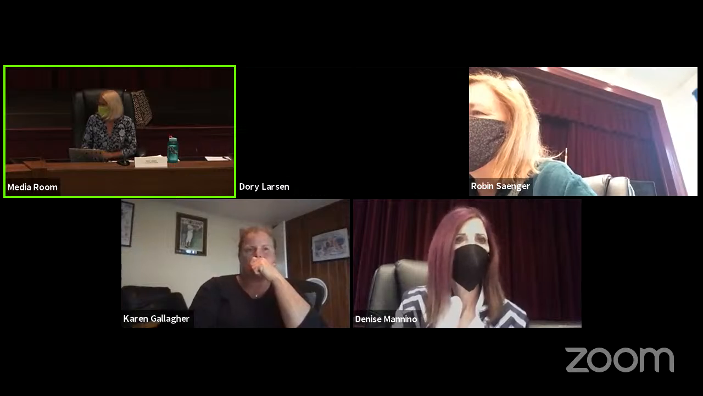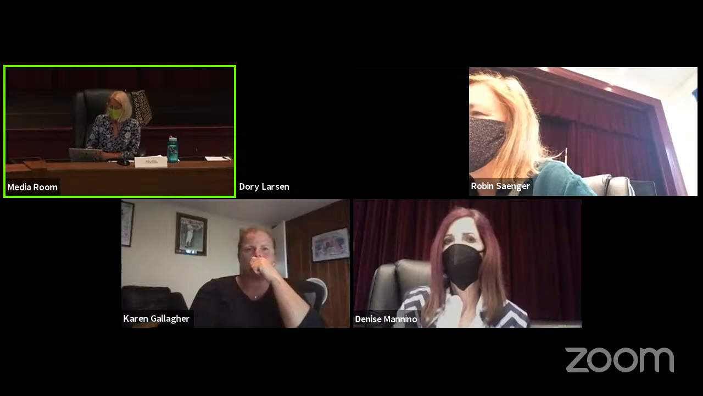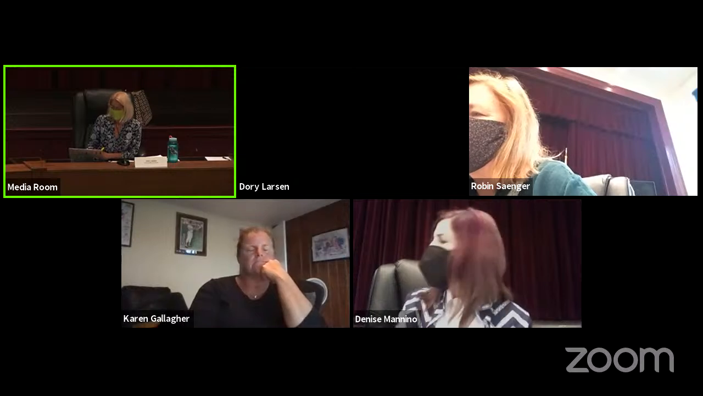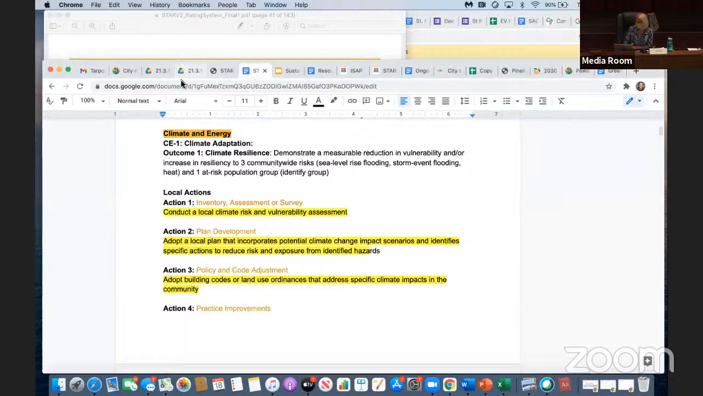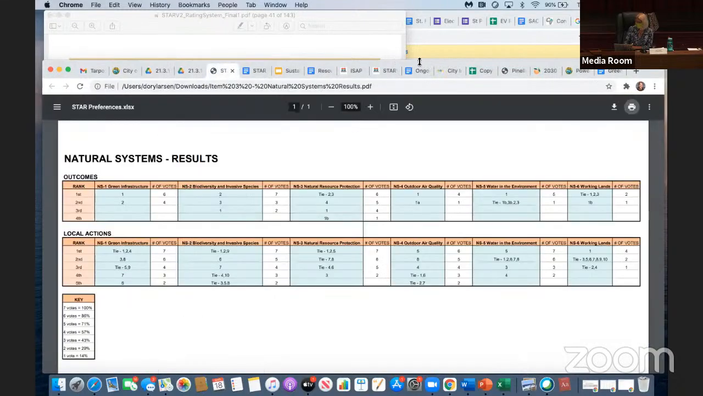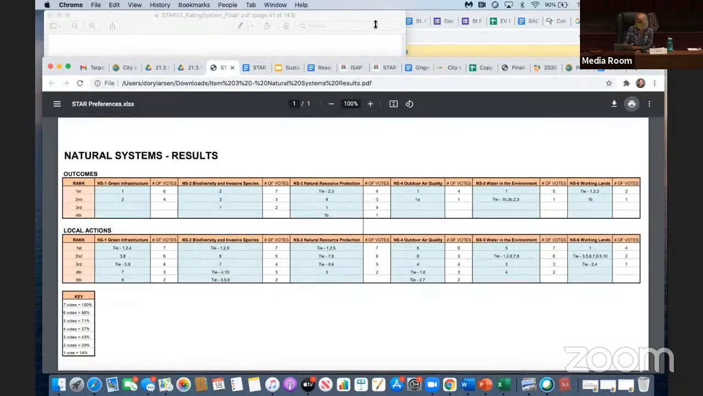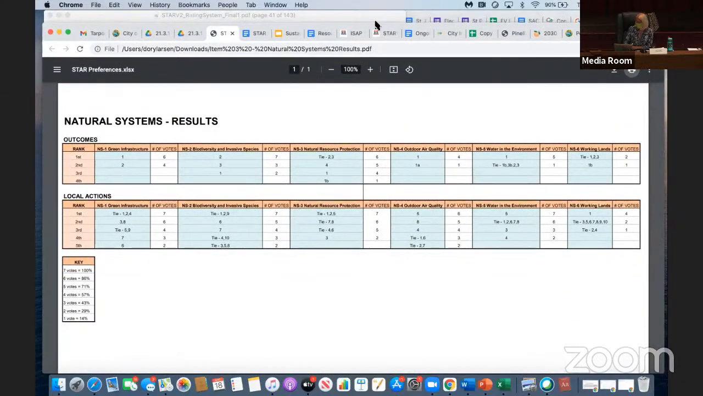Dori, if I may just say one thing about the natural systems. I just wanted to let you guys know that from what you sent me, if you did put a maybe by one of the local actions or outcomes, I did add that as a vote, but if it required clarification, I did not add that. So if you guys had any questions about the ones that you mentioned you needed clarification. Thank you.